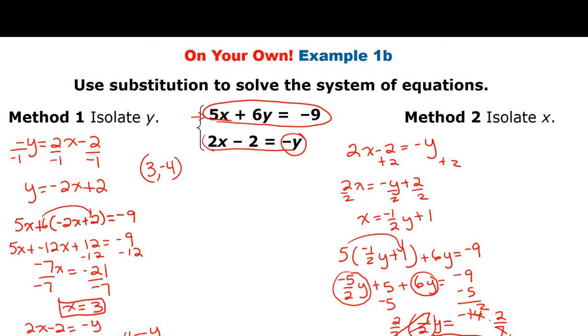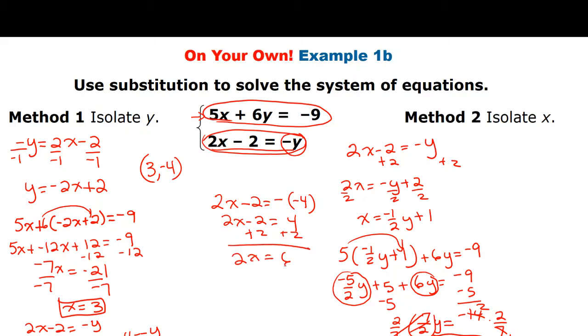Let's use this 2x minus 2. So 2x minus 2 equals negative 4, which is our y. The negative of a negative is a positive, so we have 2x minus 2 equals 4. Add 2 to both sides. That gives us 2x equals 6 and x equals 3. So once again, our ordered pair is 3, negative 4.